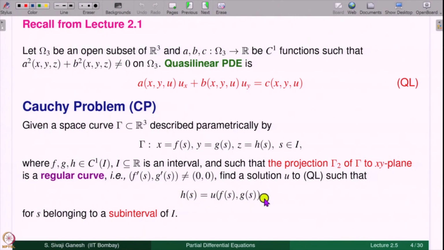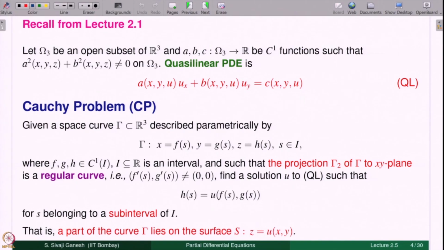This is what we want to do, and as discussed before, we do not want s belonging to the entire interval I, but we are happy if we can find such a function with these properties where s belongs to a sub interval of I. That is, a part of the curve gamma lies on the surface z equal to u(x,y).